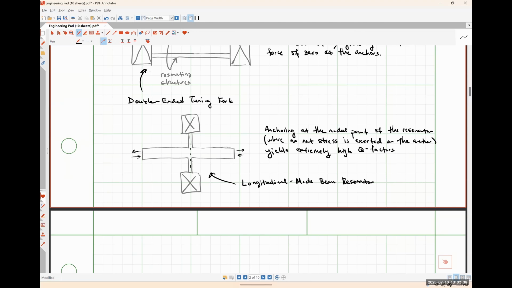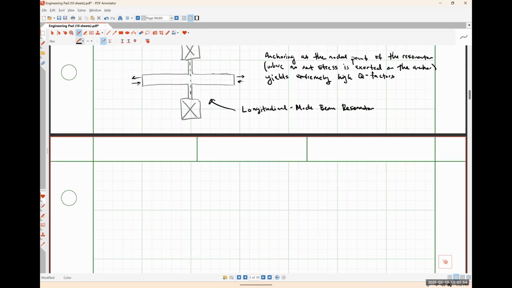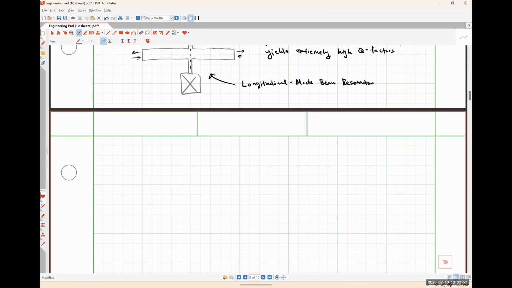And then the last geometry that's been used in the literature for anchor loss mitigation is what's called a torsional resonator, where essentially this is going to look similar-ish to another structure that we saw in class on Friday. So where we might have something like this. So we're going to have our anchors, let's say here and here.